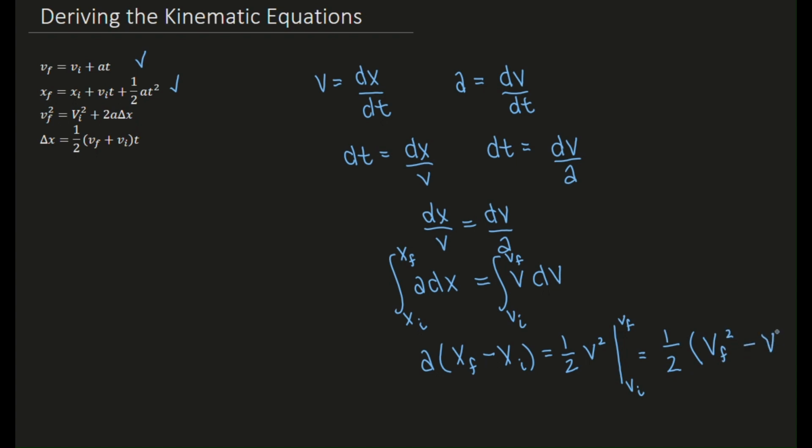If I rearrange this and I rewrite x final minus x initial to be delta x, what I'm left with is my final velocity squared is equal to my initial velocity squared plus 2 times my acceleration times my change in position, giving me my third equation.